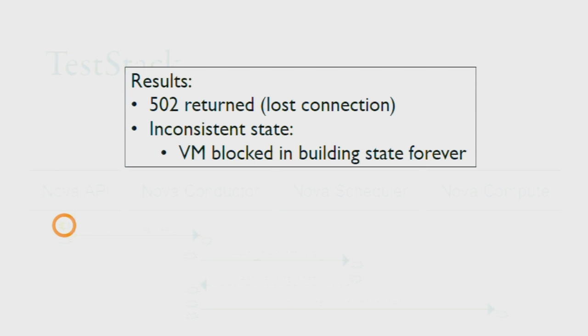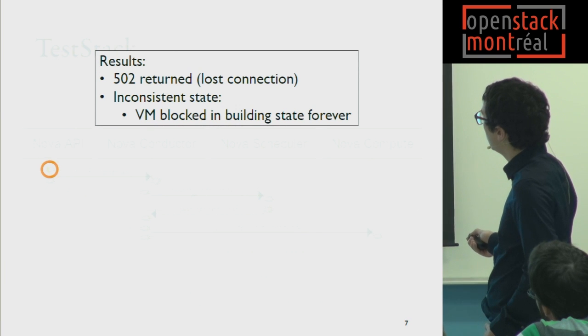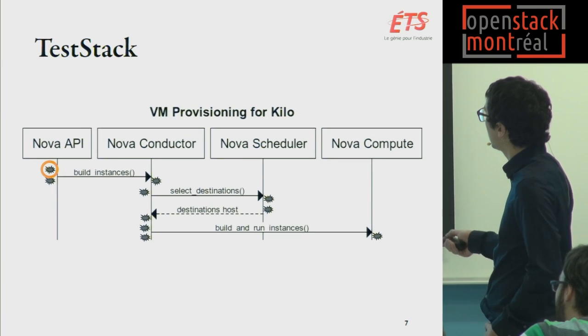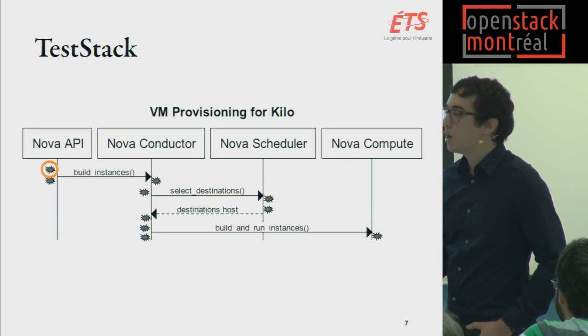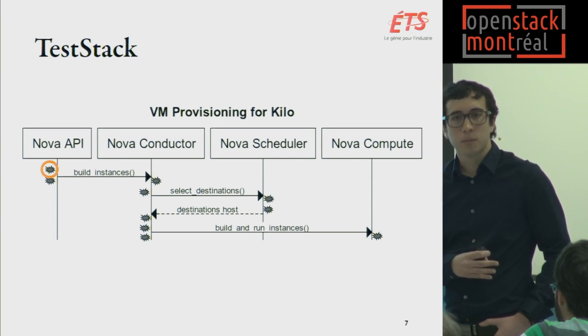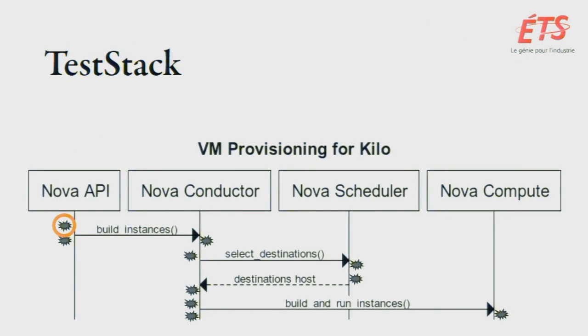Oh, sorry, no. Okay. So the VM will be blocked forever in building state. And why is it happening like that? It's because, in fact, the Nova API changed the database and added this VM you wanted to create, okay? But in fact, the request will never reach the Nova Compute service to instantiate your VM. So the VM is still in your database, but nothing happens, and the user has no way to know it.